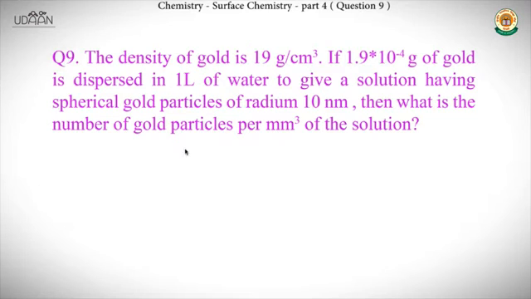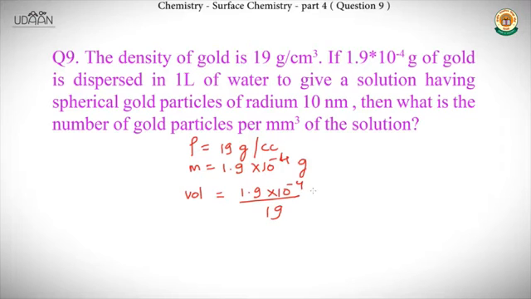In the question I've been given the density of gold, which is 19 gram per cc. And the mass is also given as 1.9 into 10 raised to the power minus 4 grams. So I can find out the volume of gold. It will be 1.9 into 10 raised to the power minus 4 upon 19, which is 10 raised to the power minus 5 centimeter cube. So this is the volume of gold dispersed in 1 liter of water.